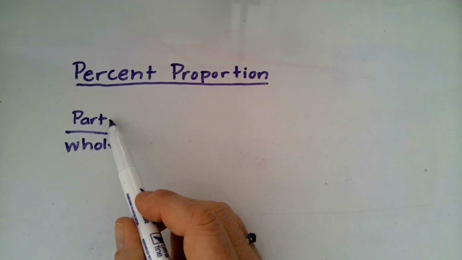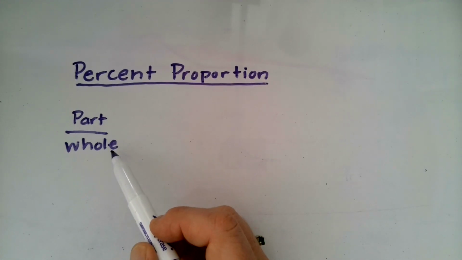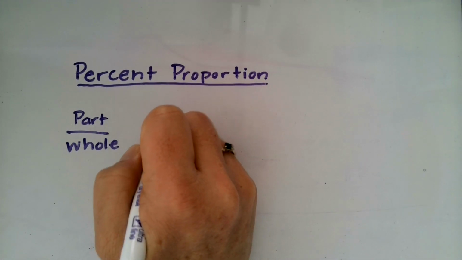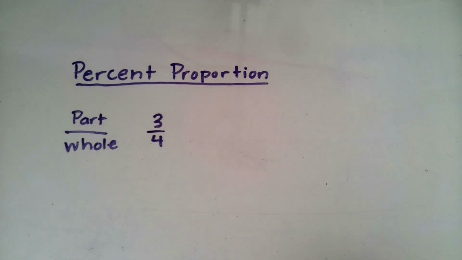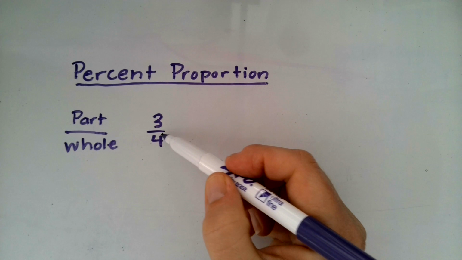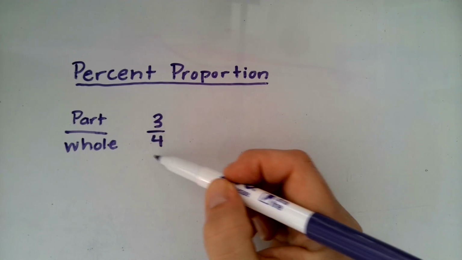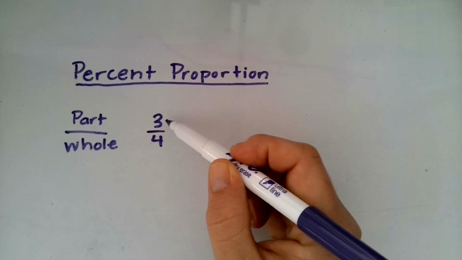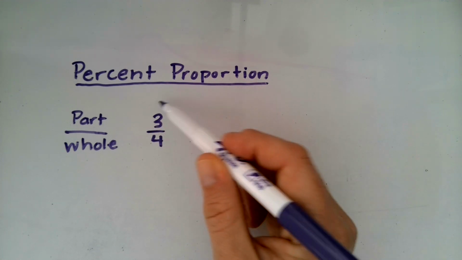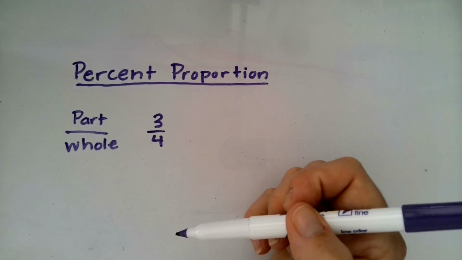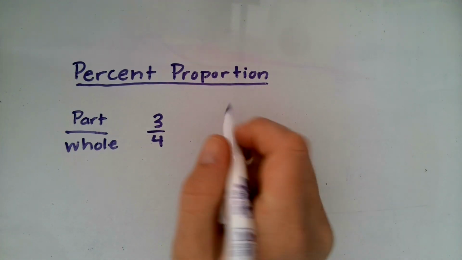So we're used to looking at things in terms of part and whole. If I said you had 3/4 of a pizza, you would know that it was split into four pieces. So the whole pizza would have four pieces, and you get three of them. Okay, so you get 3/4 of that pizza, which is a good thing. That's a whole lot of pizza, right?